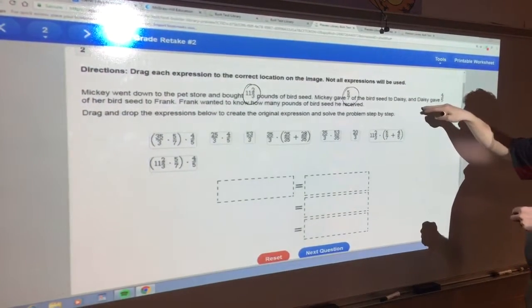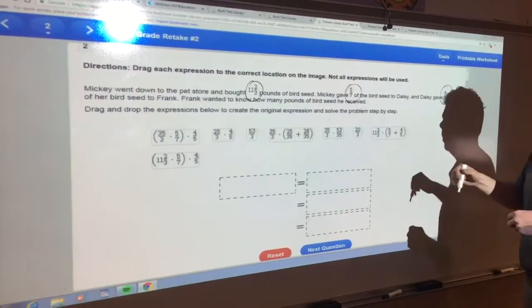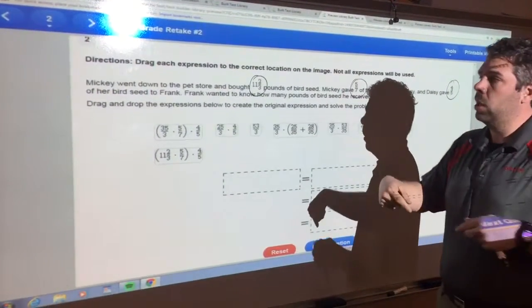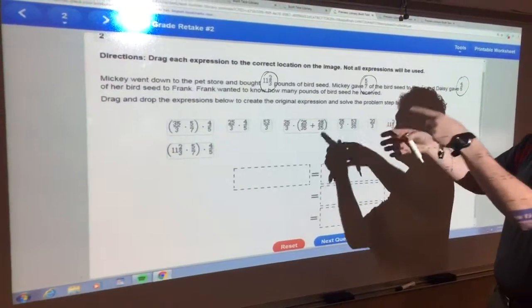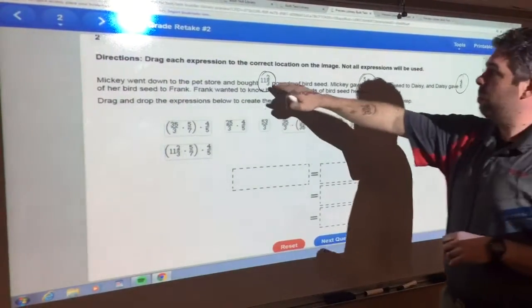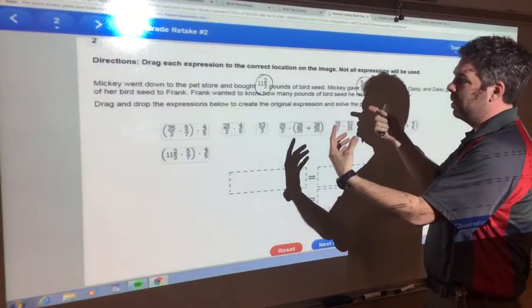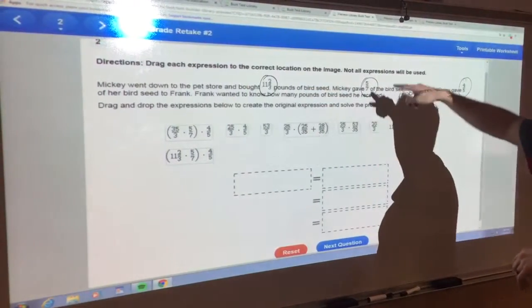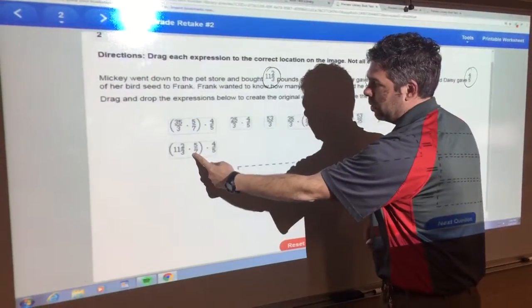Then it says Daisy gave 4/5 of her birdseed. So whatever she got, we're taking and multiplying it by 4/5 again, which is why you see some of these with parentheses in it. We need to start with Mickey times 5/7. That's going to be what Daisy got. So 11 2/3 times 5/7. And I see that right here.